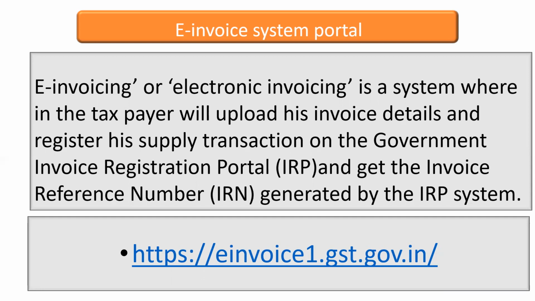E-invoicing, or electronic invoicing, is a system wherein the taxpayer will upload his invoice details and register his supply transaction on the government invoice registration portal and get the invoice reference number generated by the invoice registration portal system. From 1st of October, if the invoice is without the invoice registration number, IRN, then it would not be considered as valid.